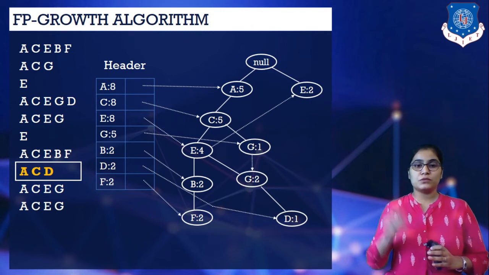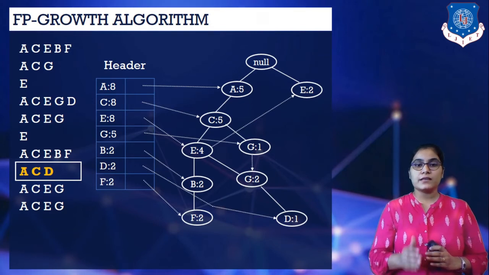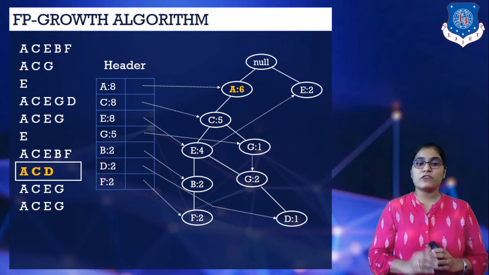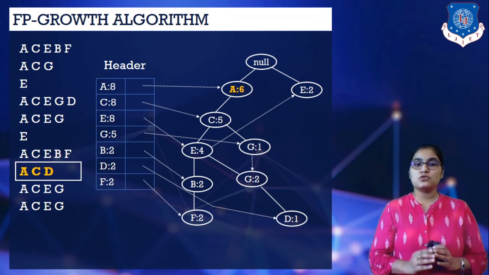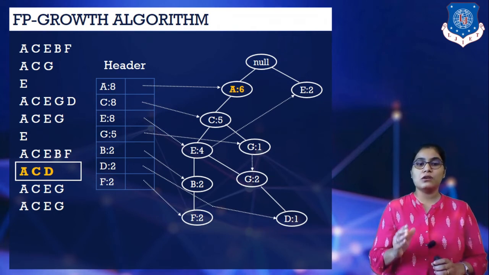Start checking from the root node, that is null. Do we have a directly connected node A? Yes, we do have directly connected node A, and that is why we just increment the count of node A. Now check for directly connected node C to A. We have such node, so we just increment the count of node C.